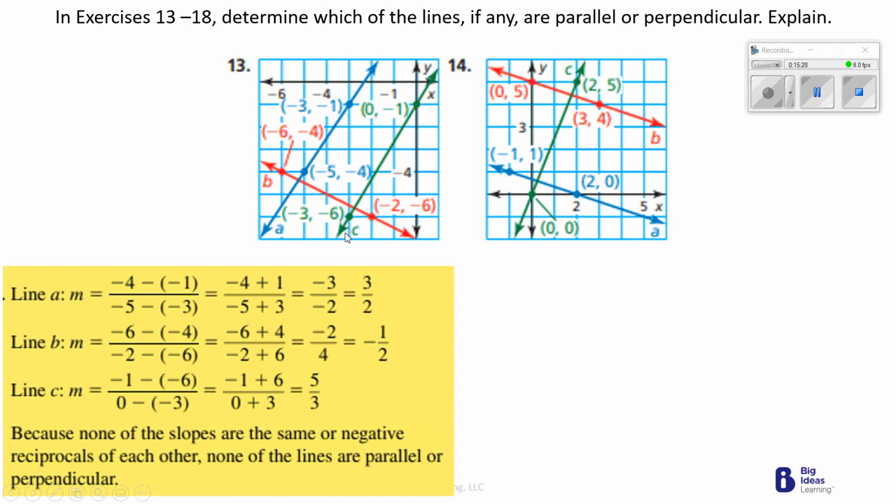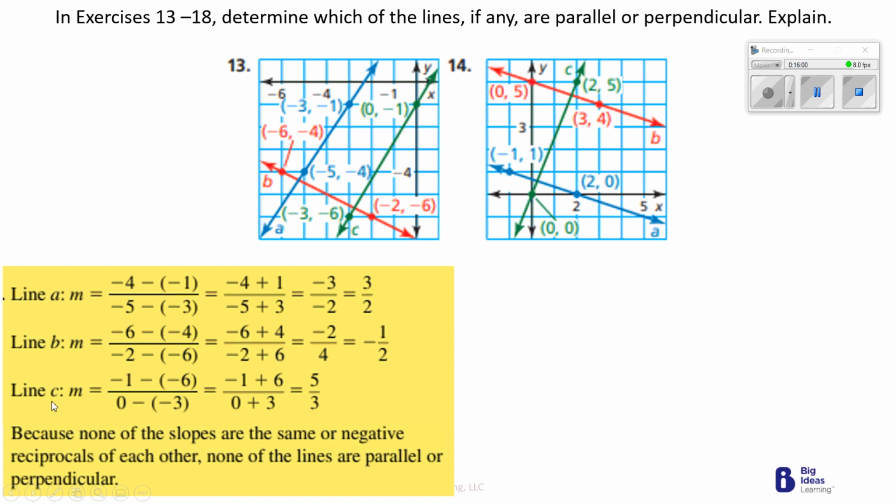Now we're going to go to line B, and B is over here. Now I'm going to take -6 minus -4, and I'm going to take -2 minus -6. Again, a negative times a negative is a positive. -6 plus 4 is -2. -2 plus 6 is going to be 4. That gives me a -1/2.